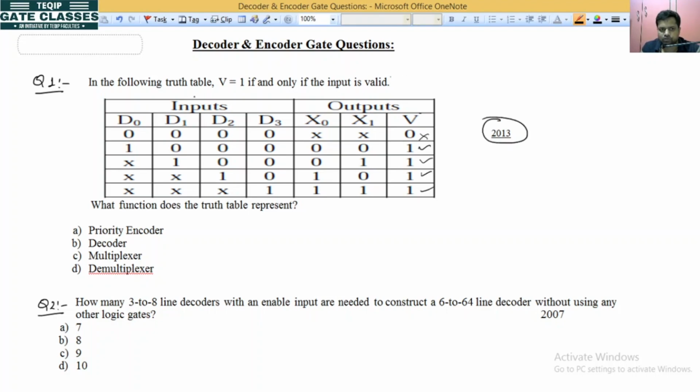In the following truth table, V equals 1 if and only if the input is valid. So where have we studied this table, in which combinational circuit? It is the priority encoder. Okay, you can directly do it. This is our priority encoder's truth table. If you want, you can go back and see the notes. Okay.